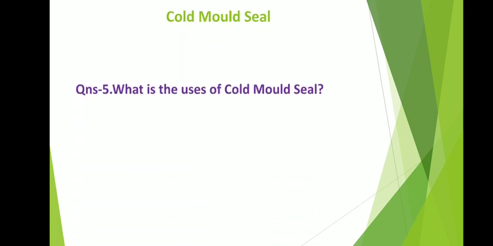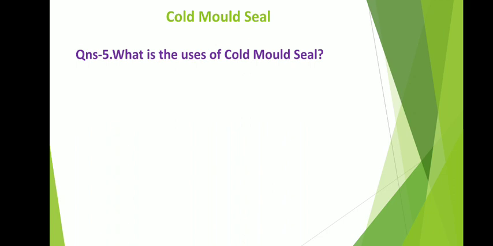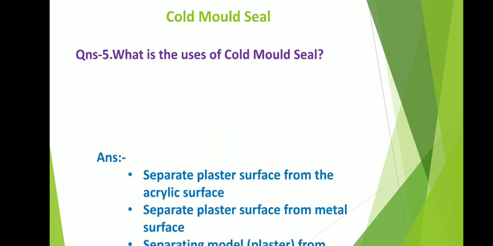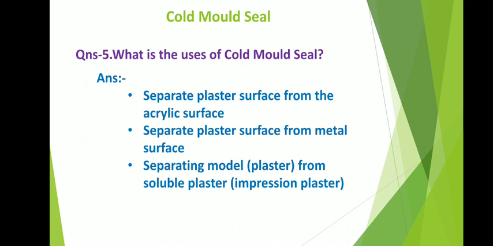The next question is, what are the uses of cold mold seal? The answer is, number 1, separate plaster surface from the acrylic surface. Number 2, separate plaster surface from metal surface. Number 3, separating model from soluble plaster.